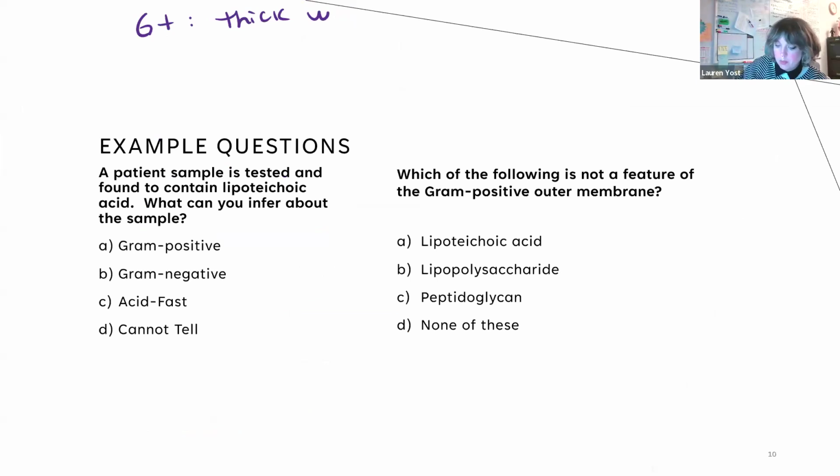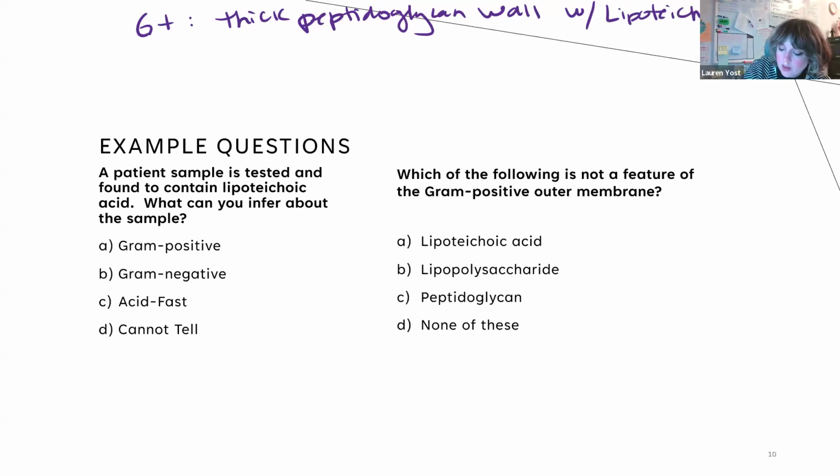Actually, we need more specific. Thick peptidoglycan wall supported by lipoteichoic and teichoic acids. You don't need to know what these are. You just need to know that they support the wall and maintain the wall, okay?